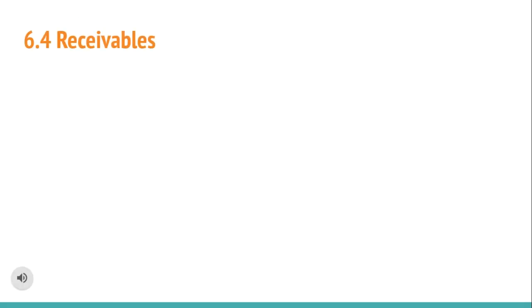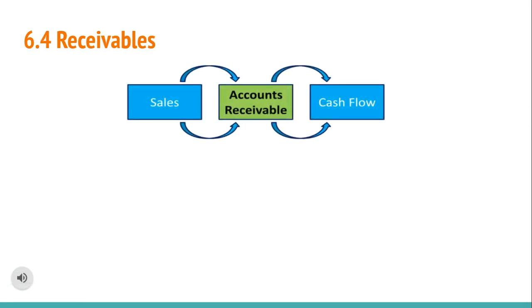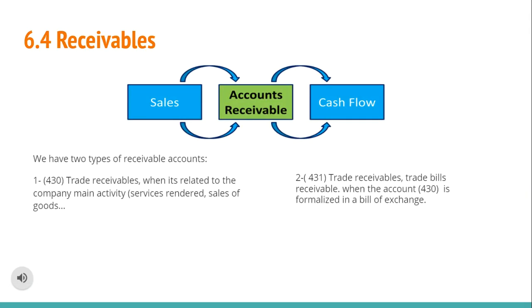Now we are going to talk about receivables. They can be defined as a right to receive cash in the future from a current transaction, for example, sales. That means that there is no cash flow movement at the beginning. There are two types of receivable accounts.